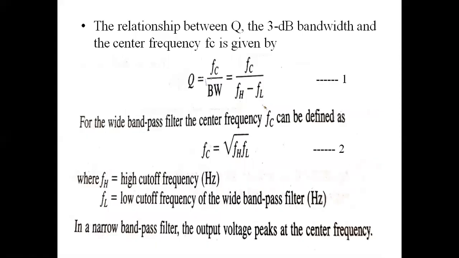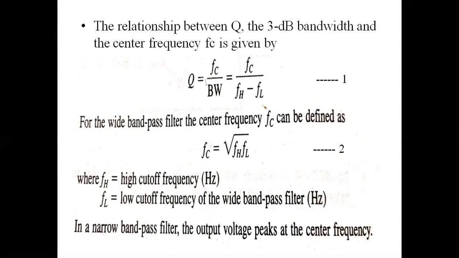And now the relationship between the quality factor, the 3 dB bandwidth, and the center frequency FC is given by an equation. That means we need to relate all these three things. The quality factor is defined as the ratio of the center frequency to the bandwidth. So Q is equal to FC divided by bandwidth. Bandwidth is nothing but the difference between the higher cutoff frequency and the lower cutoff frequency. Hence, equation number one represents the quality factor of the filter.